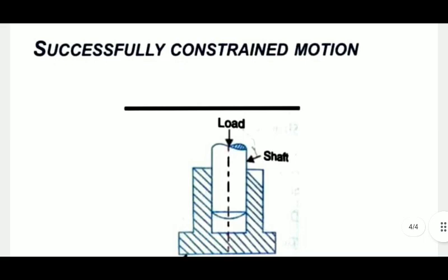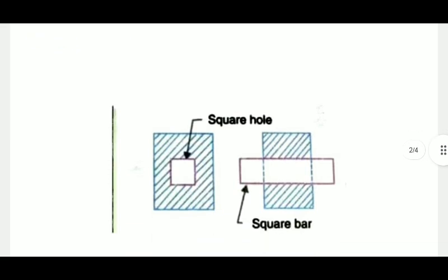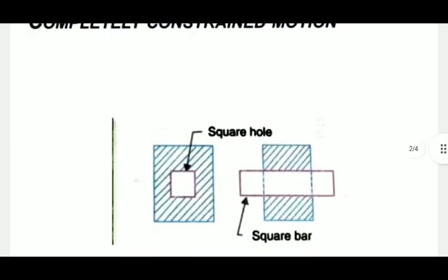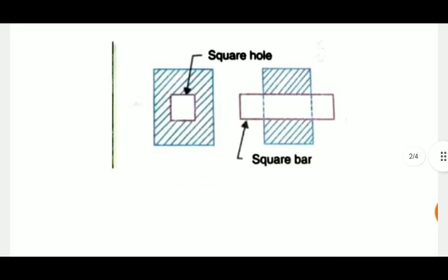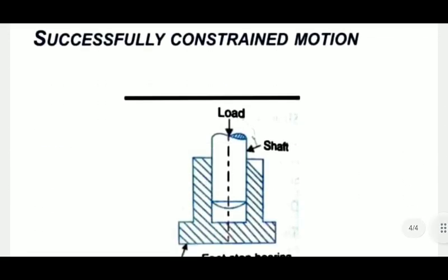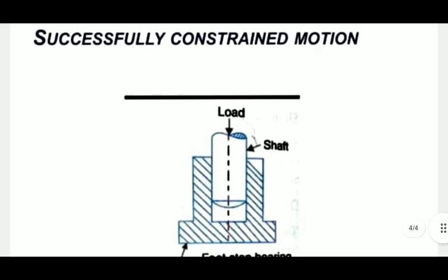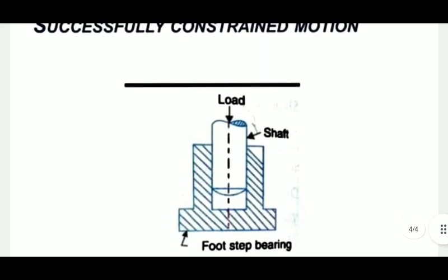Now the third one is successfully constrained motion. Successfully constrained motion is a type of completely constrained motion, but in completely constrained motion there is a natural type of constraining. But in the case of successfully constrained motion, we help to create the completely constrained motion.